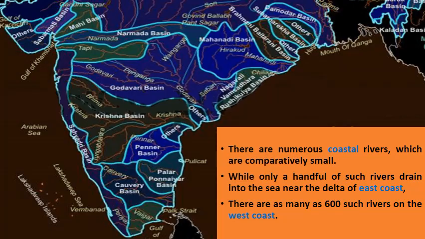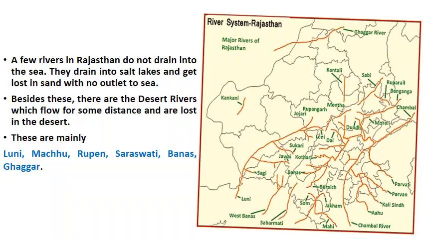And there are numerous coastal rivers which are comparatively small, while only a handful of such rivers drain into the sea near the delta of the east coast. There are as many as 600 such rivers on the west coast.